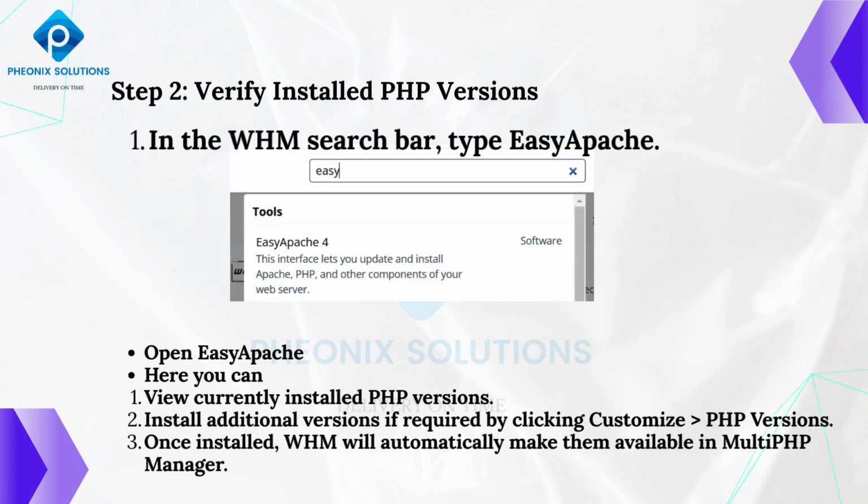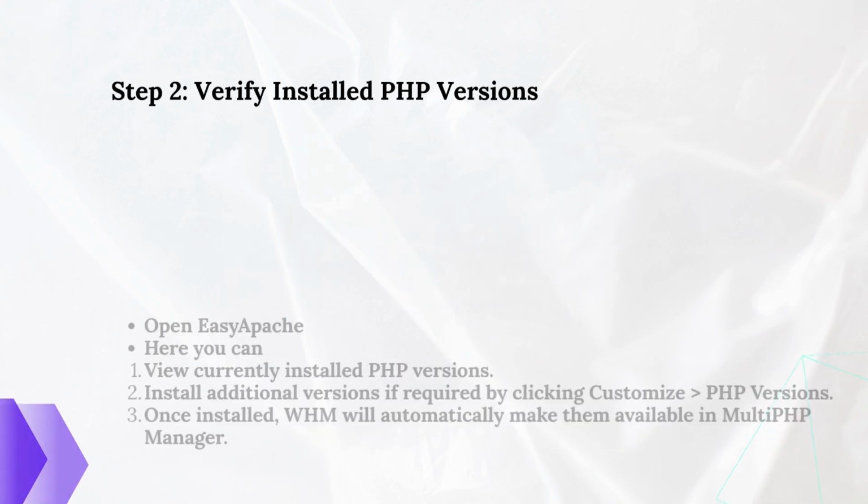Step 2. Verify installed PHP versions. In the Web Host Manager search bar, type Easy Apache. Open Easy Apache. Here you can view currently installed PHP versions. Install additional versions if required by clicking Customize > PHP versions. Once installed, Web Host Manager will automatically make them available in Multi-PHP Manager.